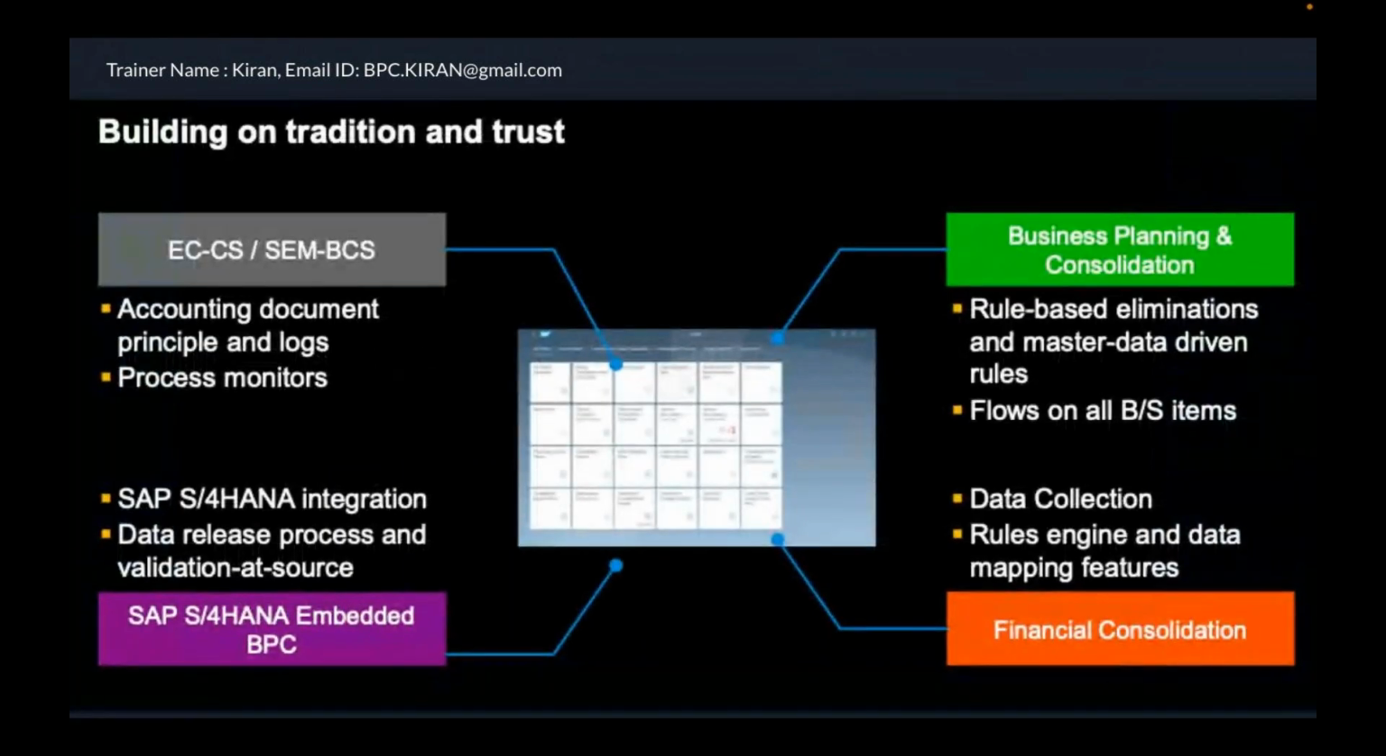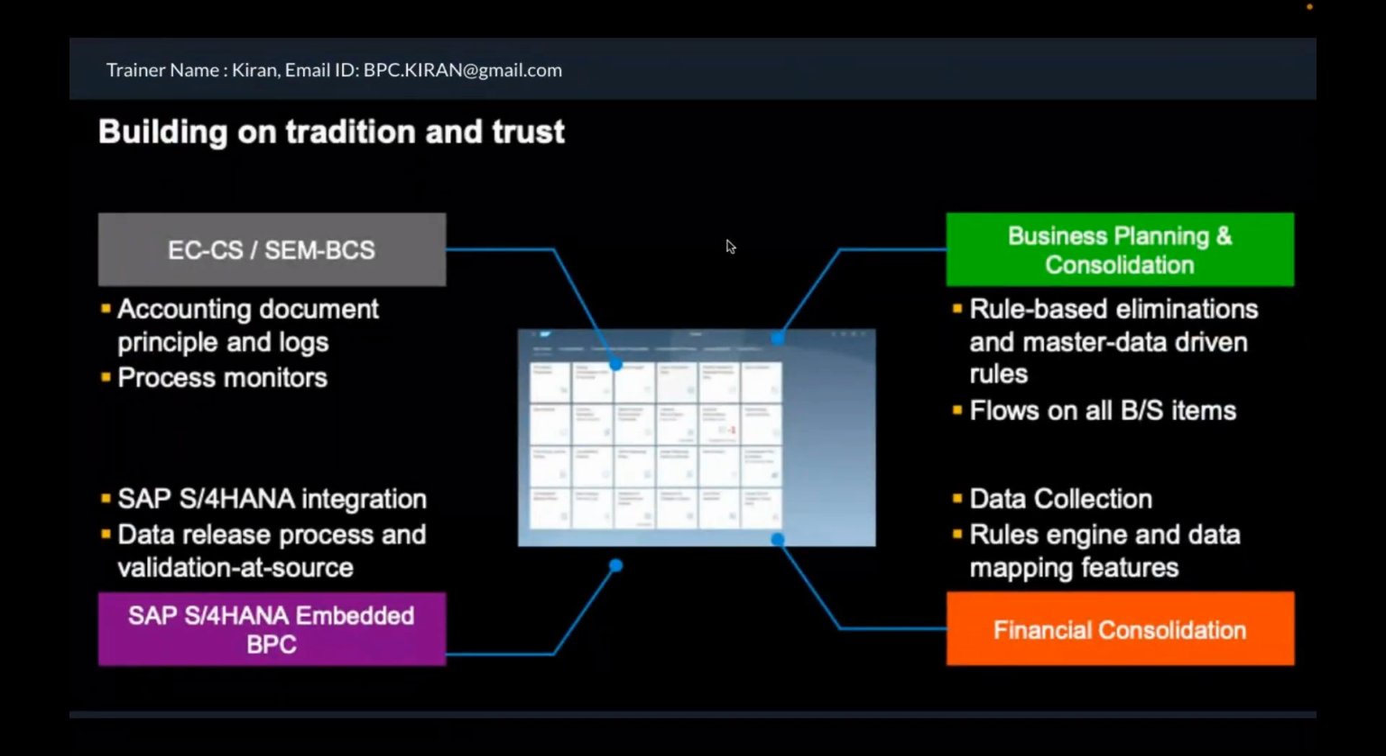We have different products in SAP for consolidation. Most of the products you people know, like ECCS, business planning and consolidation, financial consolidation, SAP S4HANA embedded BPC. ECCS was a very old product, and still, if you want, you can use it in ECC. It has a very good accounting document principle. Whatever documents you post will have a document number and the logs available.